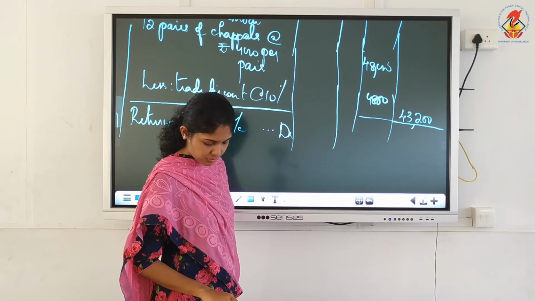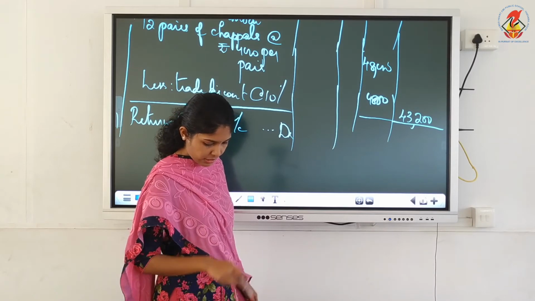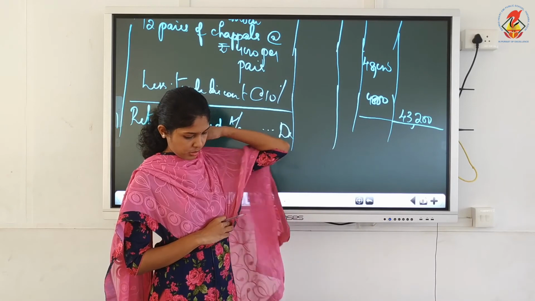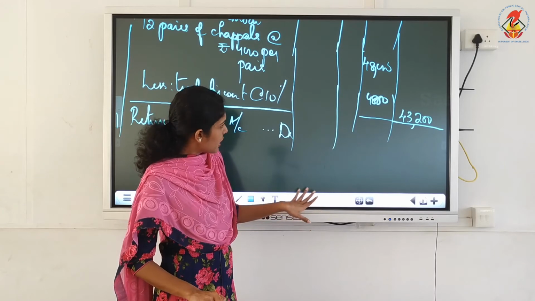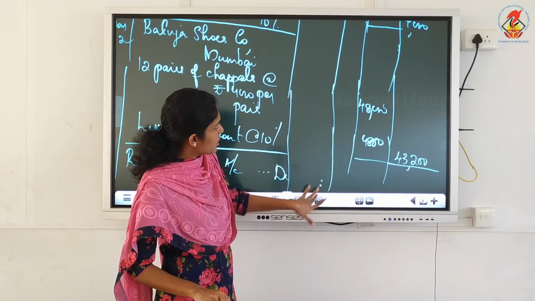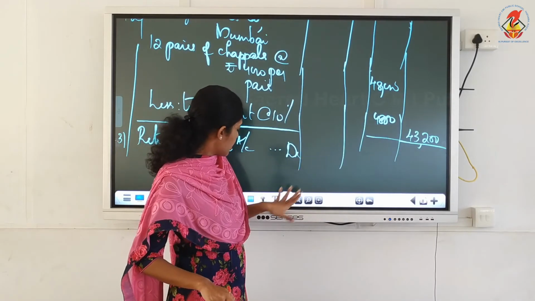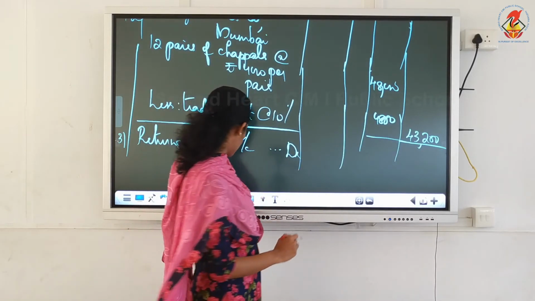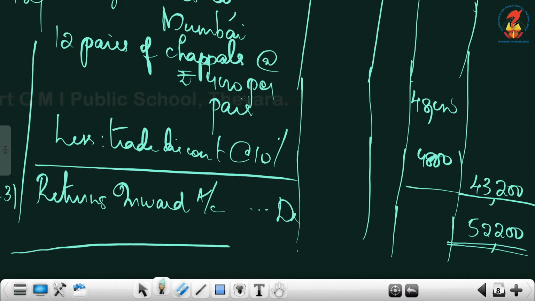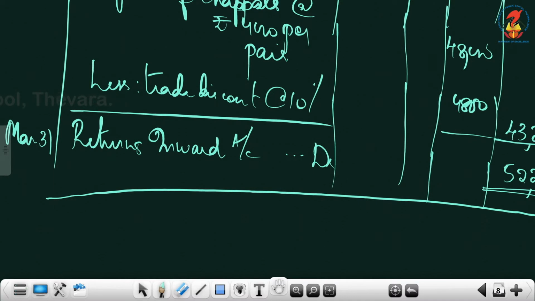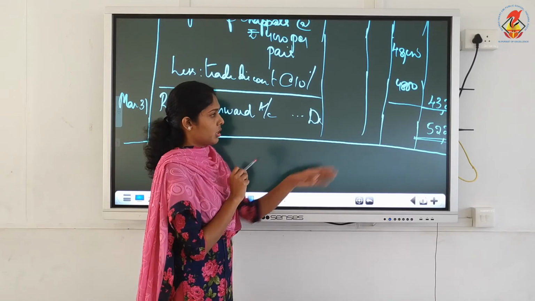This amount column you must add only 2 transactions. How many transactions are there? We have only 2 transactions, no? 43,200, that is 1 transaction. So the total is 52,200. The returns inward total. 43 plus 9, so that is 52,200. You can close the book after writing the total.